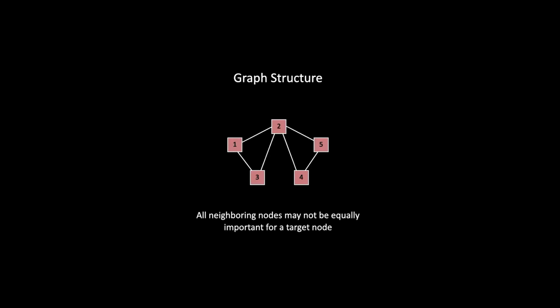If you look at a particular graph, and if you look at the neighbors of each node in the graph, all of the neighboring nodes may not be equally important for a particular target node. For example, if you look at node 2, it's connected to nodes 1, 3, 4, and 5, but every connection may not be equally important. There might be certain connections that are stronger and other connections that are weaker, so the connection to each neighbor might have a different importance score.